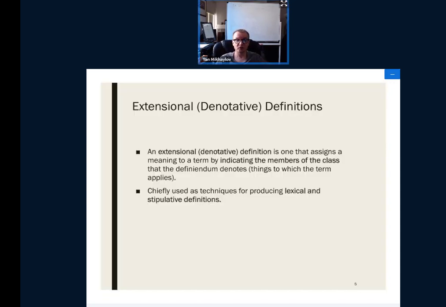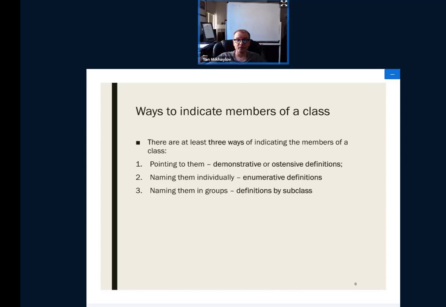Extensional or denotative definitions. Remember, extension is also what the term denotes, or denotation of that term, and it is members of the class. So based on that, the definitional techniques, which we call extensional, are the techniques based on indicating members of the class in order to understand what the term means. You can do it in three ways. You can point at them, that's one. You can name them individually, that's two. And you can name them in groups, that is three.